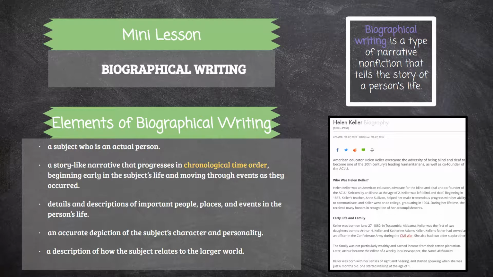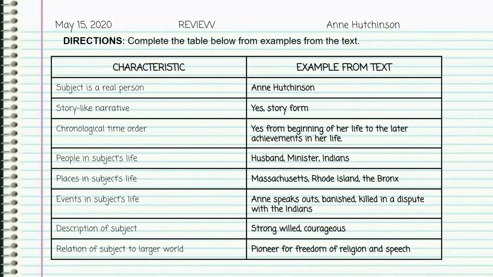It's written like a story in chronological order. It includes details and descriptions of important people, places, and events in that person's life. It's an accurate depiction of who that person is, and it's describing how the subject relates to the larger world. So let's review from yesterday, Anne Hutchinson.